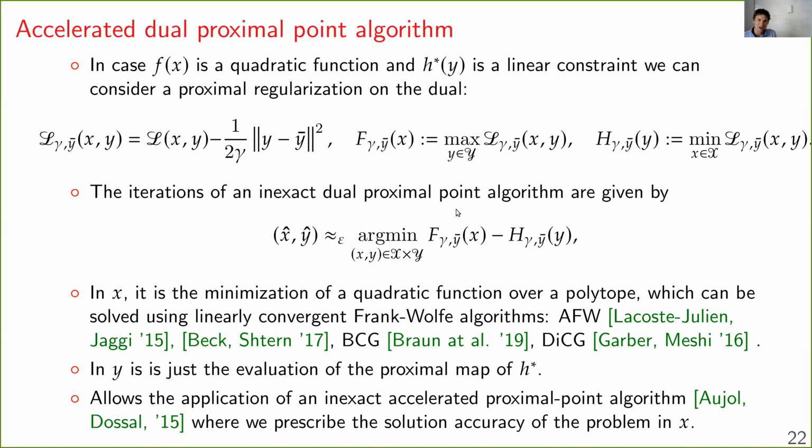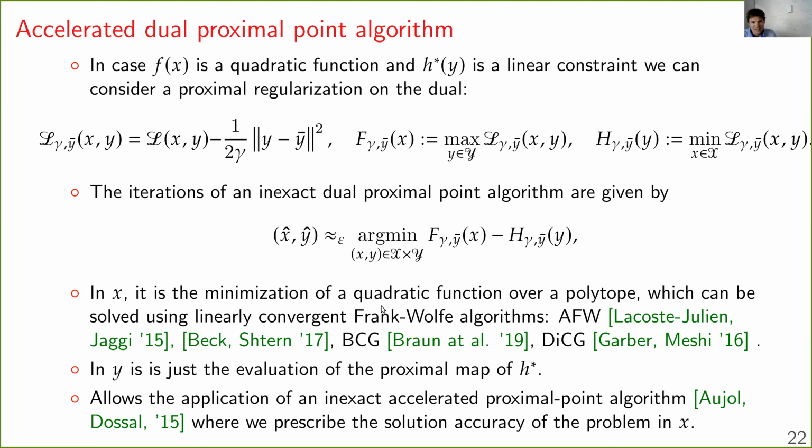In this primal-dual algorithm, what you need to minimize is the primal-dual gap between f gamma y bar of x and h gamma y bar of y. And since we assume that f is a quadratic function and h star is a linear constraint, it turns out that this primal function is still a quadratic function because it's the Moreau envelope of a quadratic function. And in this primal function, we need to minimize a quadratic function over a polytope, because also the function f star goes into the definition of this primal problem.